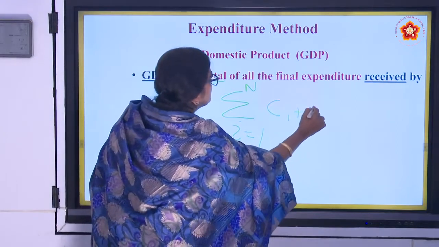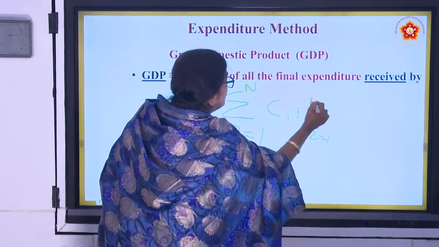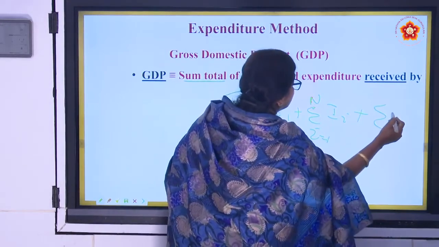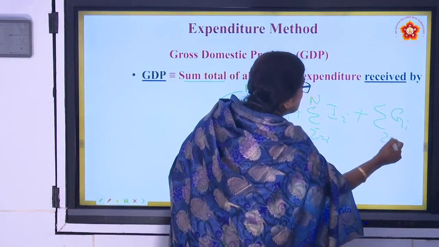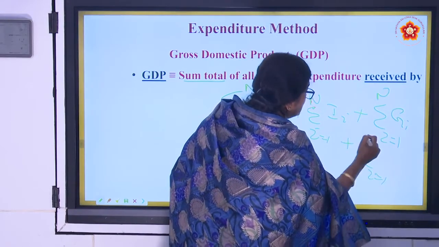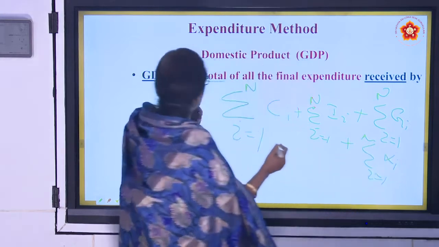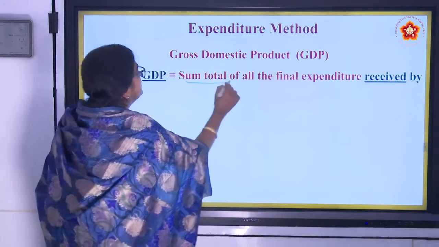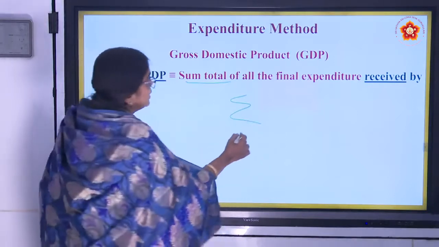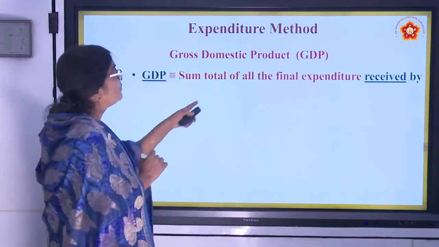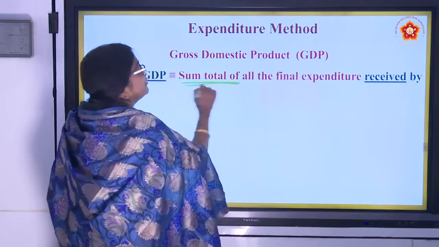Summation of Ci, i equal to 1 to n, plus summation of Ii, i equal to 1 to n, and we have added summation of Gi, i equal to 1 to n, all the firms, and also summation of Xi, i equal to 1 to n. That's how we derived our final equation. Sum total, because we are using the summation sign and we are adding i equal to 1 to n. Understand? You have to understand why we write sum total.